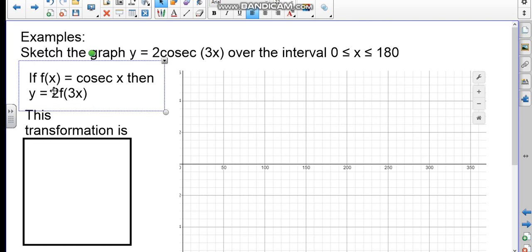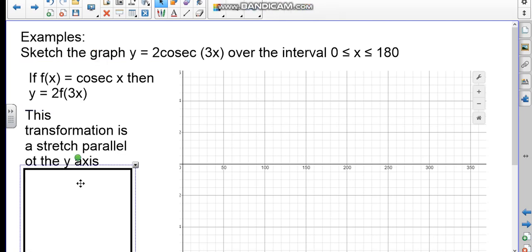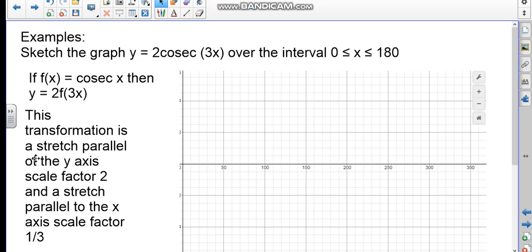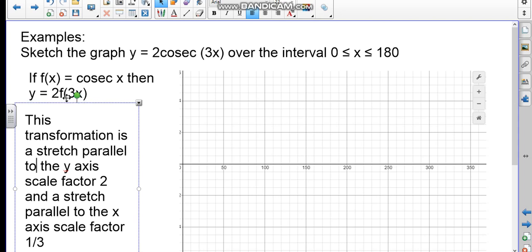So the 2 on the outside is going to be a stretch parallel to the y-axis. The 3 on the inside is going to be a stretch parallel to the x-axis. Okay, and we just need to think about scale factors. So the transformation is a stretch parallel to the y-axis, scale factor 2. And it will also be a stretch parallel to the x-axis, but this scale factor will be a third. Okay, because 3x means we're going to be dividing by 3.